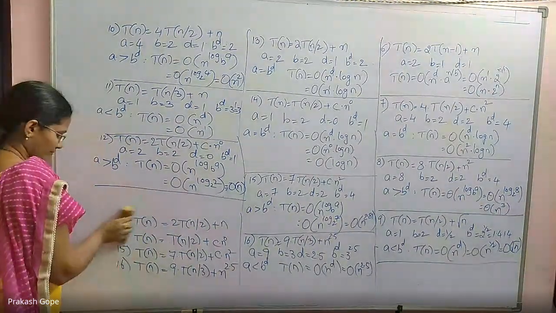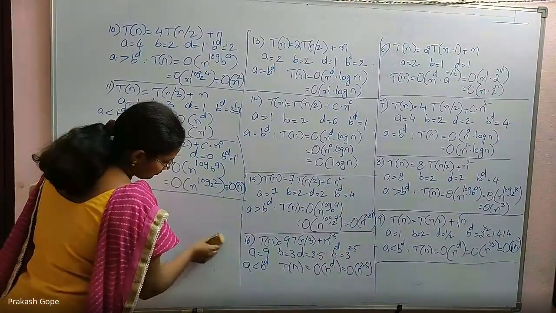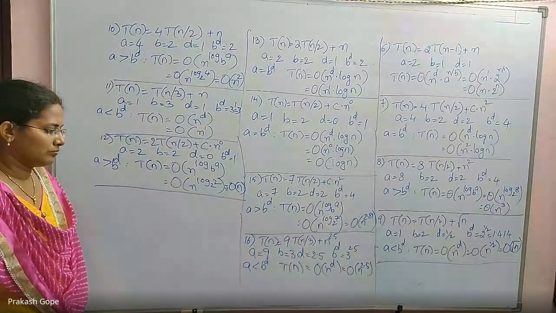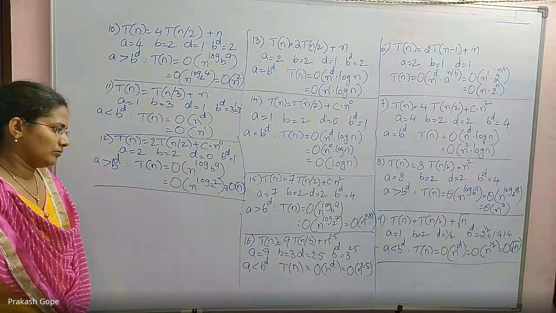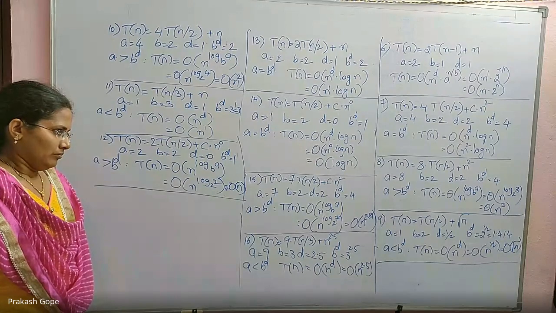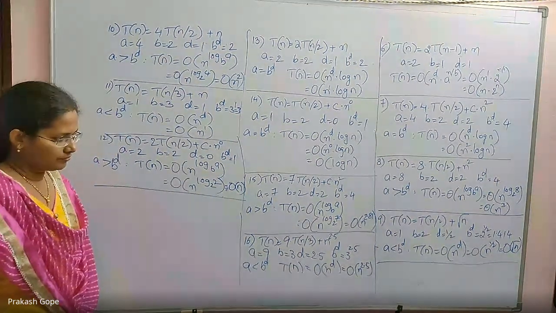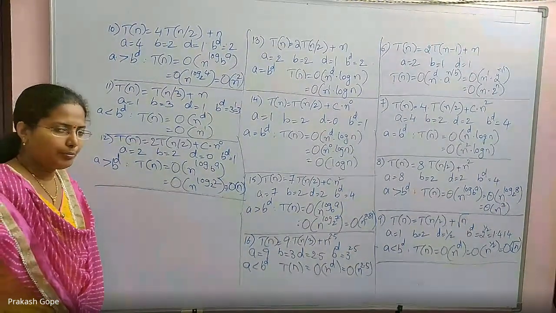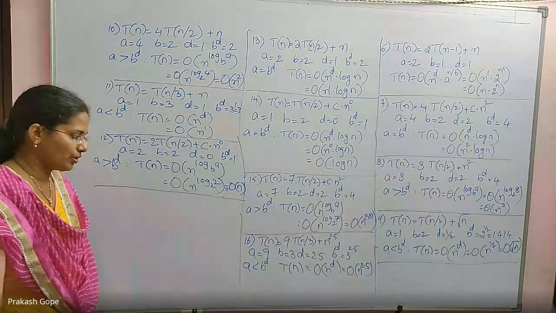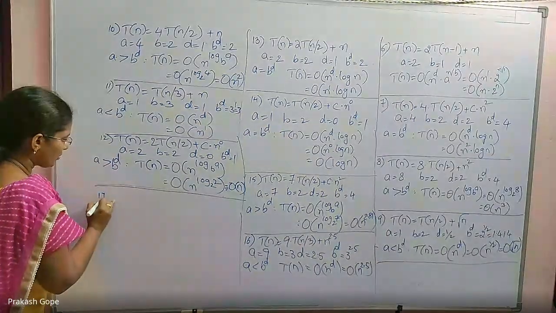It is 16th question. So it depends on A, B, D values. Based on a relation between A and B power D, we are finalizing the formula and we are just substituting. Let me write other problems.